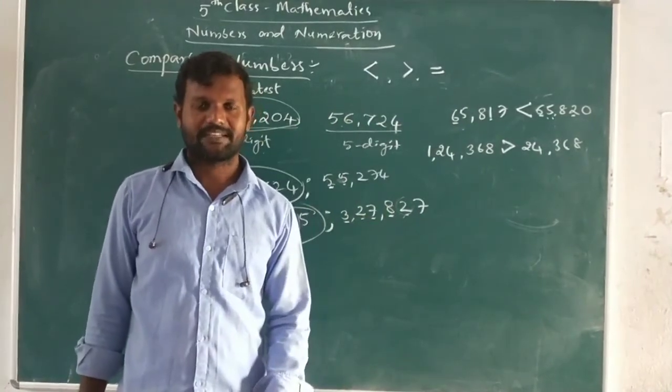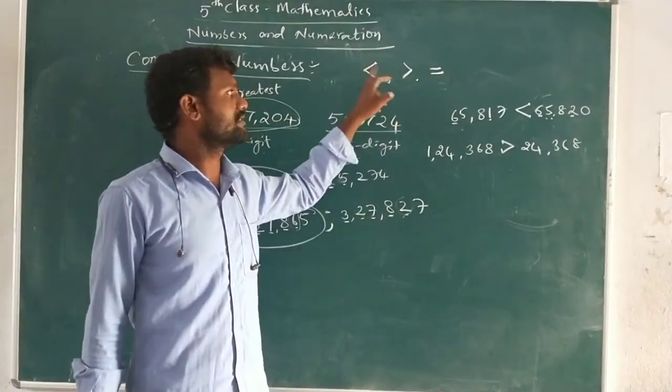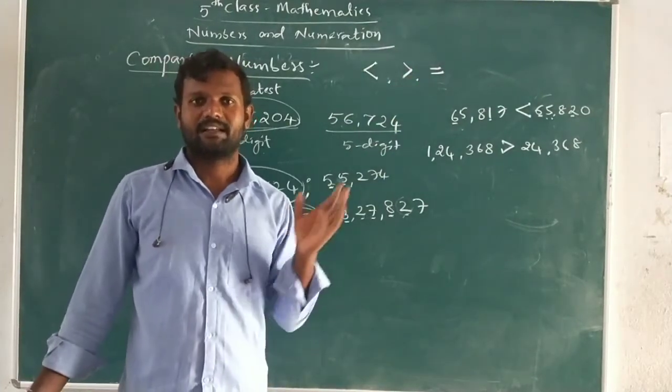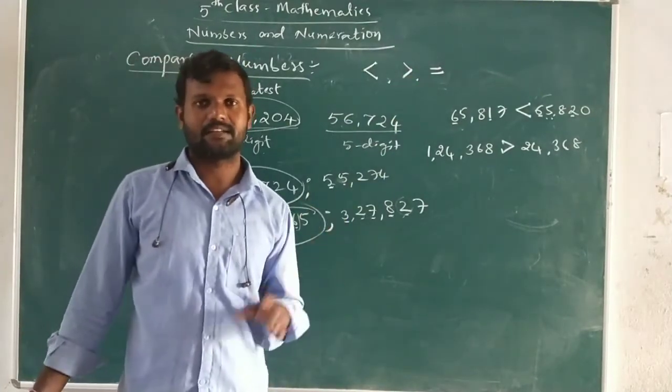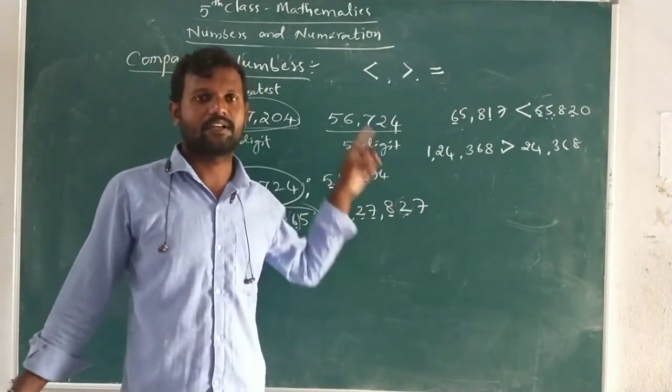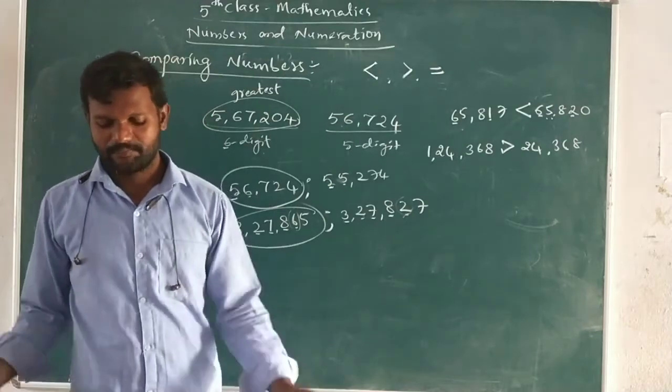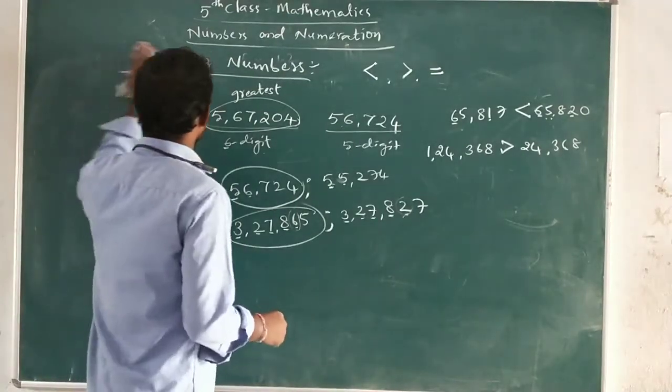So in comparing, we are able to say which is greater and which is smaller. Next we have to use the symbols less than, greater than and equal. And similarly we have to write in ascending order or in descending order. All of these come under comparing of numbers only. Okay, let us start the exercise problems now.